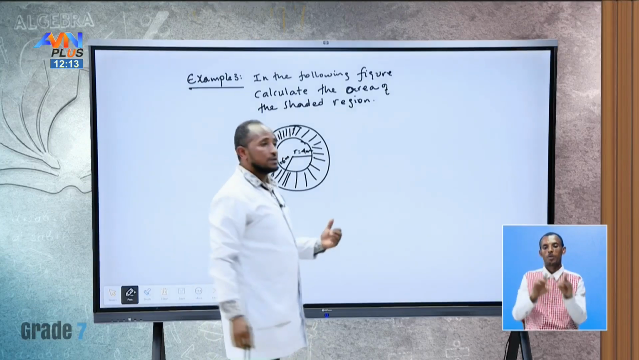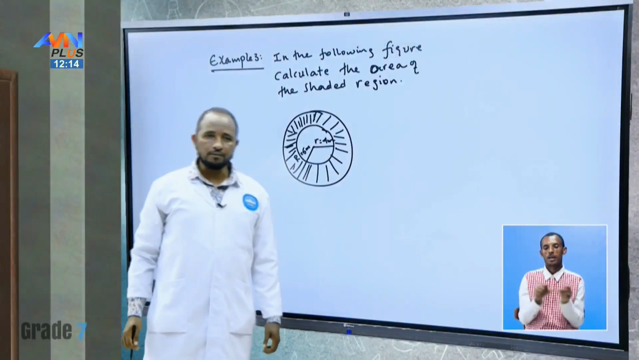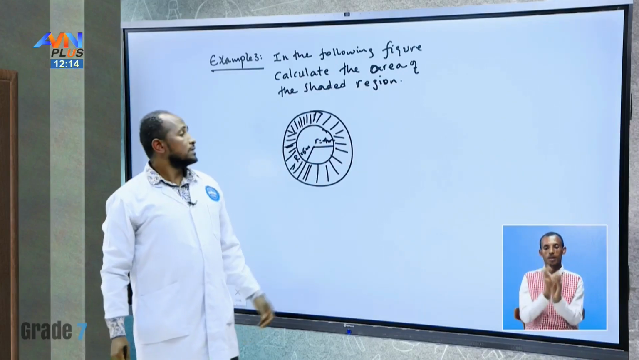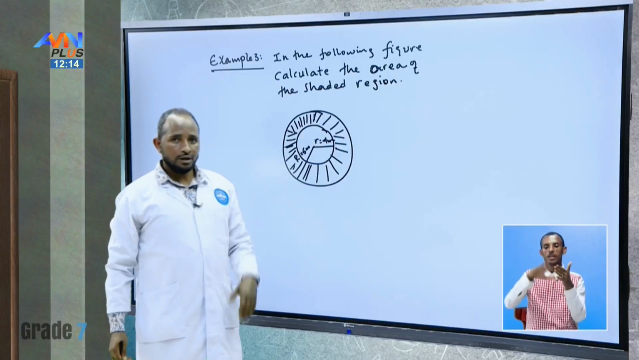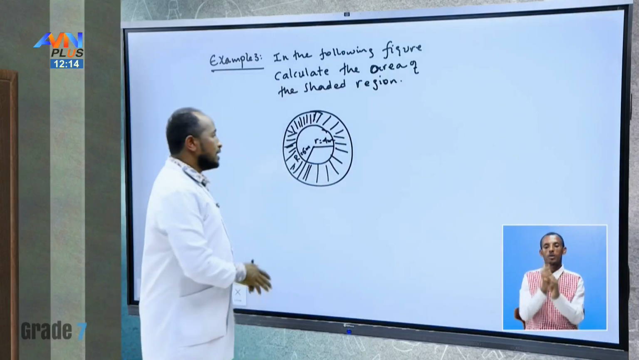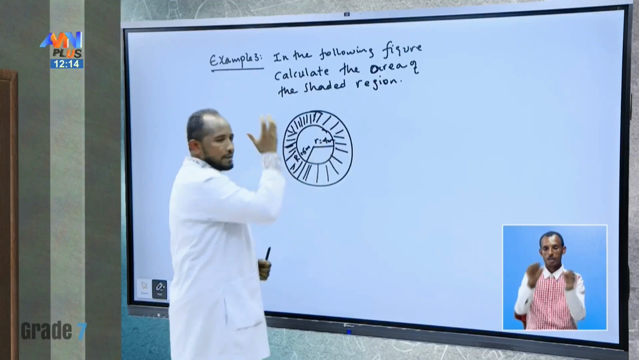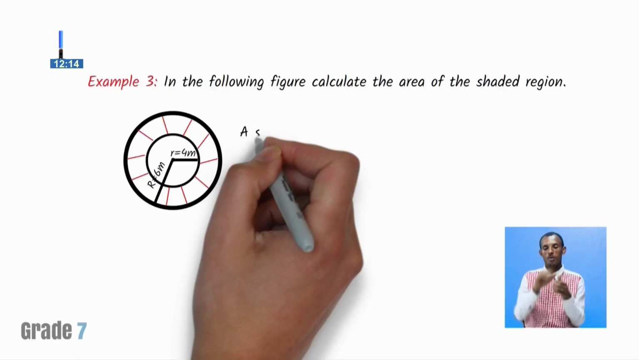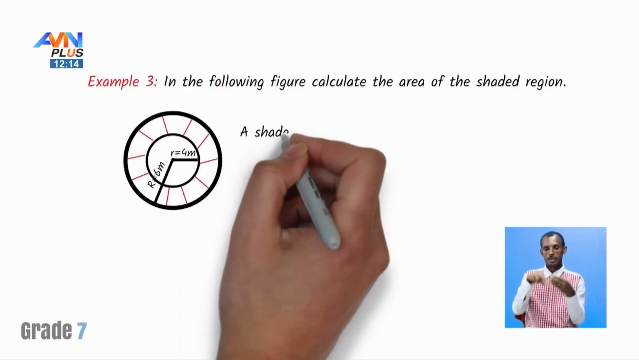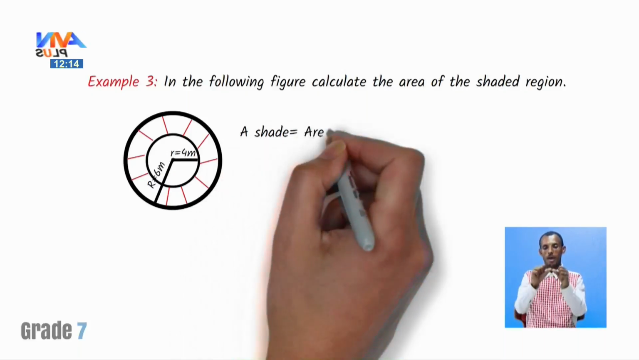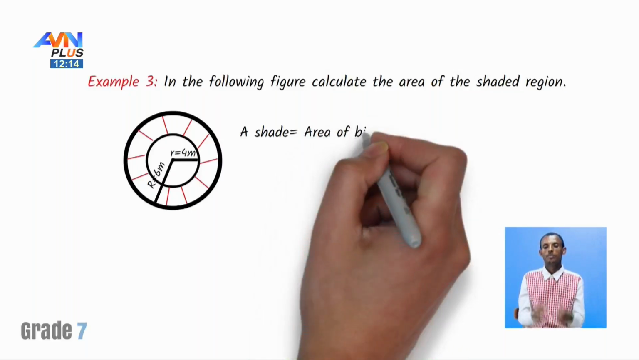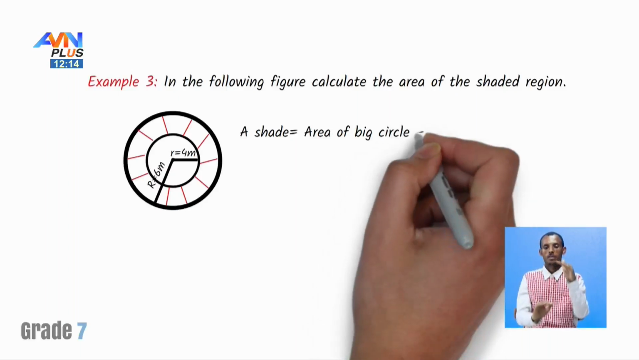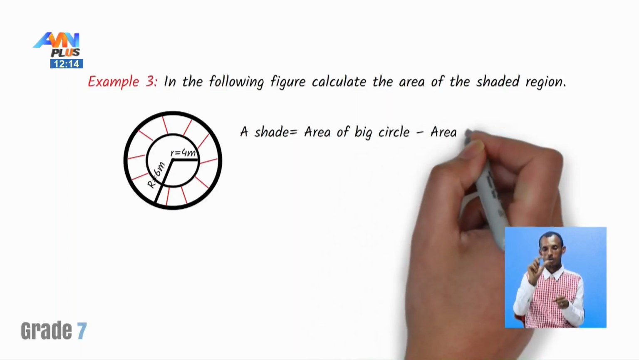How do we calculate the area of this shaded region? Let's try this question together. Here, to calculate the area of the shaded region, what you do is simply subtract the area of the smaller circle from the area of the bigger one. So the area of the shaded region will be equal to the area of the big circle minus the area of the small circle.